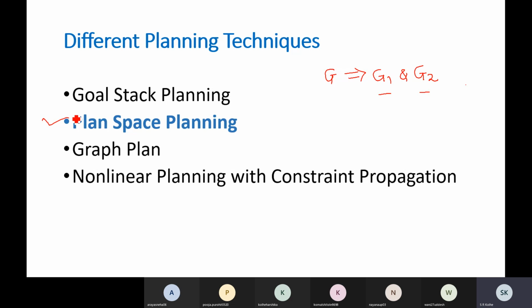So in today's lecture, we will be discussing how plan space planning works, followed by one example that we will solve on plan space planning. There will be no break in today's lecture, and in the last lecture, most probably next week, we will discuss the remaining part of this unit, that is graph plan and constraint propagation. So our next lecture will most probably be the last lecture for our course, artificial intelligence.